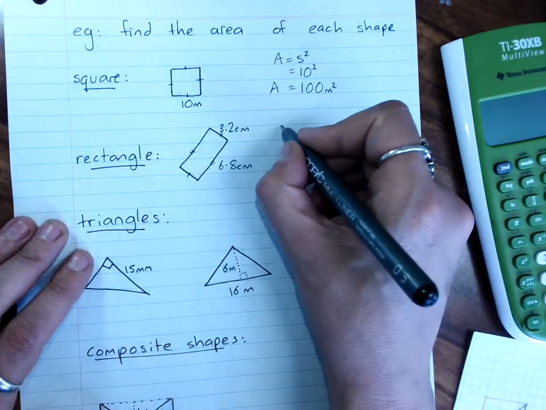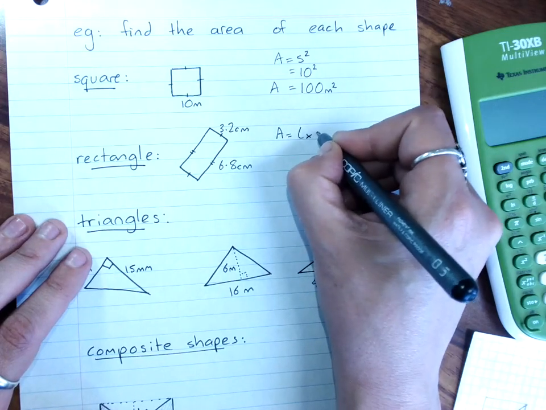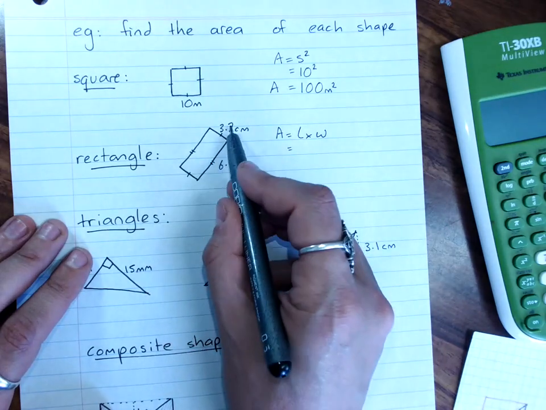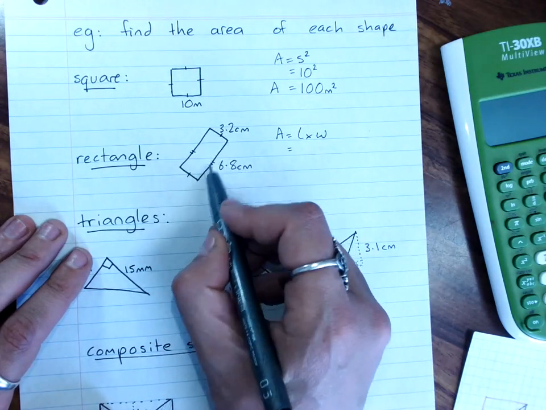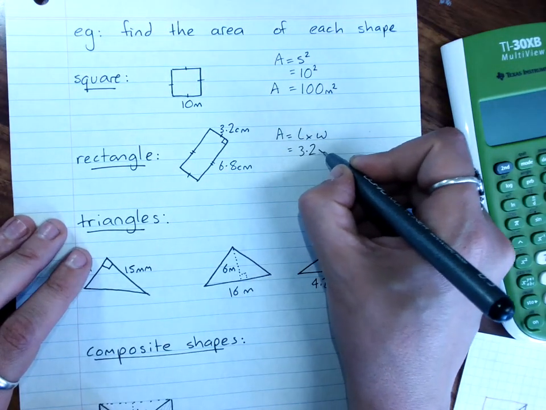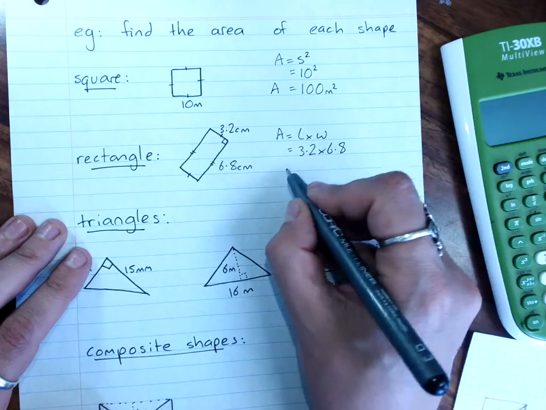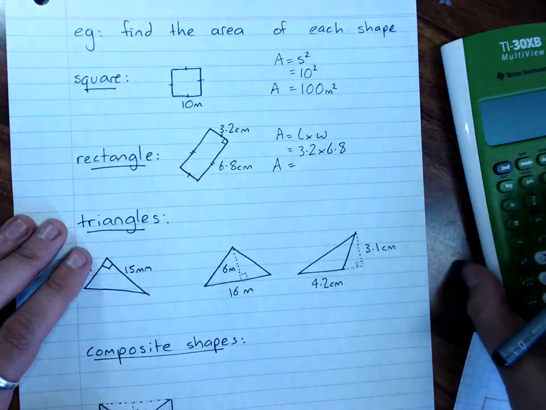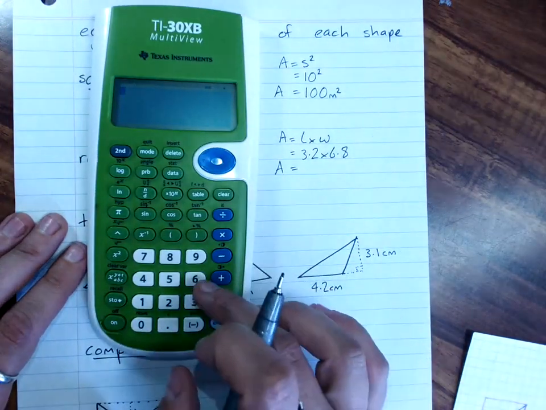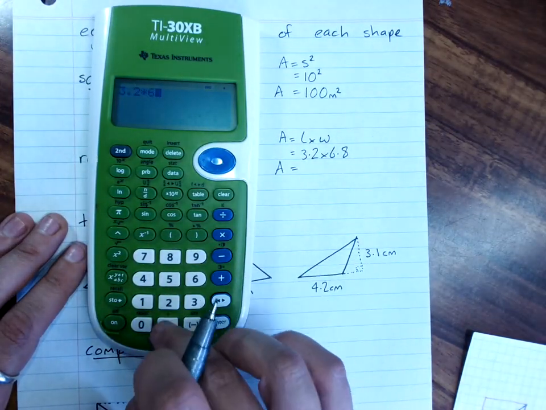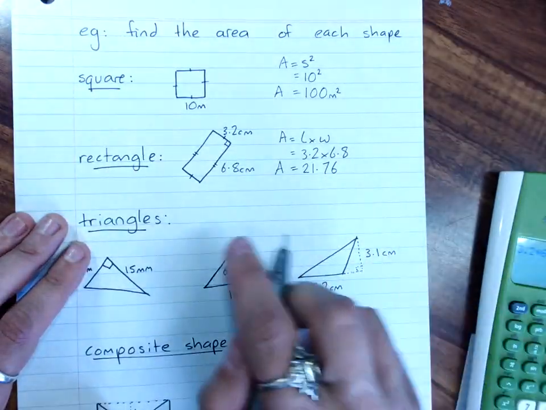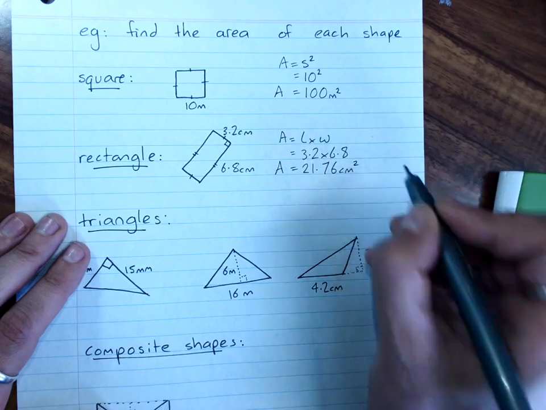A rectangle. Area is length times width. Doesn't matter which is the length and which is the width, as long as they're the ones that are at right angles, and a rectangle has right angles, so we're good. 3.2 times 6.8, and this will be our last line. Area equals, get our answer, 3.2 times 6.8, 21.76. We were in centimetres, so I'm measuring centimetres squared.